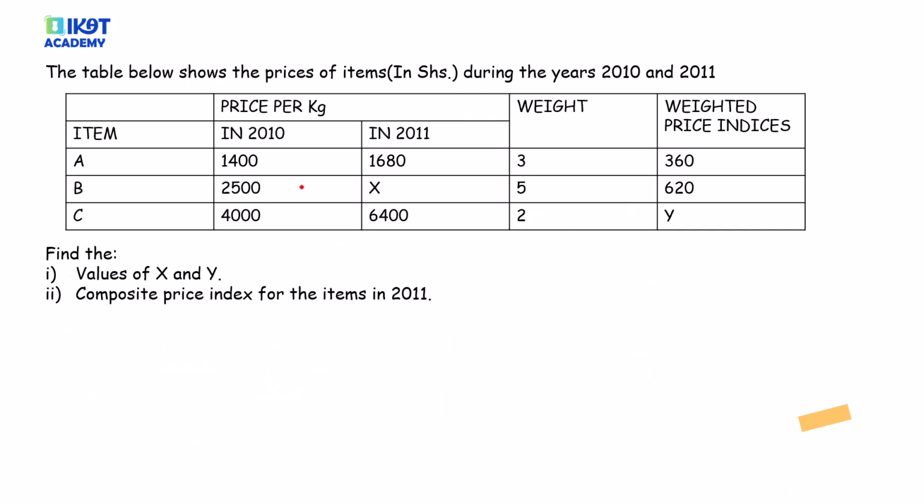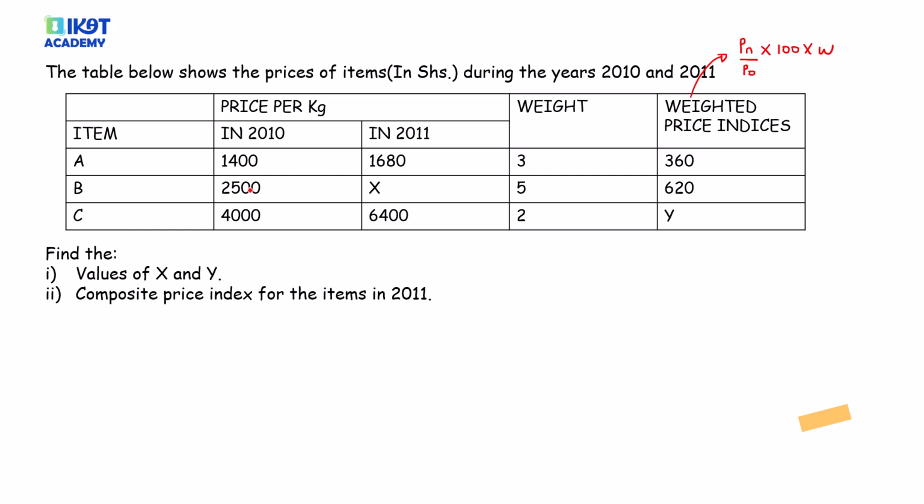Now here our question says the table below shows the prices of items in shillings during the years 2010 and 2011. So we have the prices in 2010, the prices in 2011, the weights, then the weighted price indices. The question wants us to find the value of X and Y. Remember the formula for weighted price index: you have the price relative and you multiply by the weight. So we just deal with each item on its own.